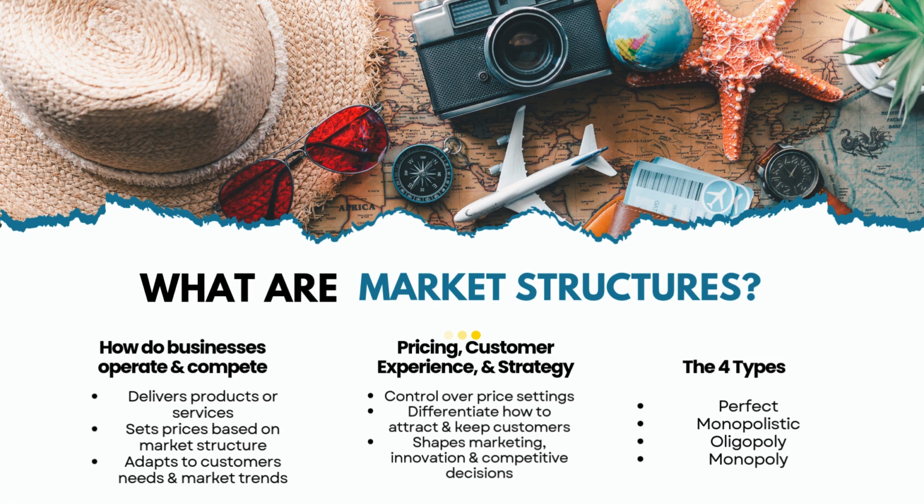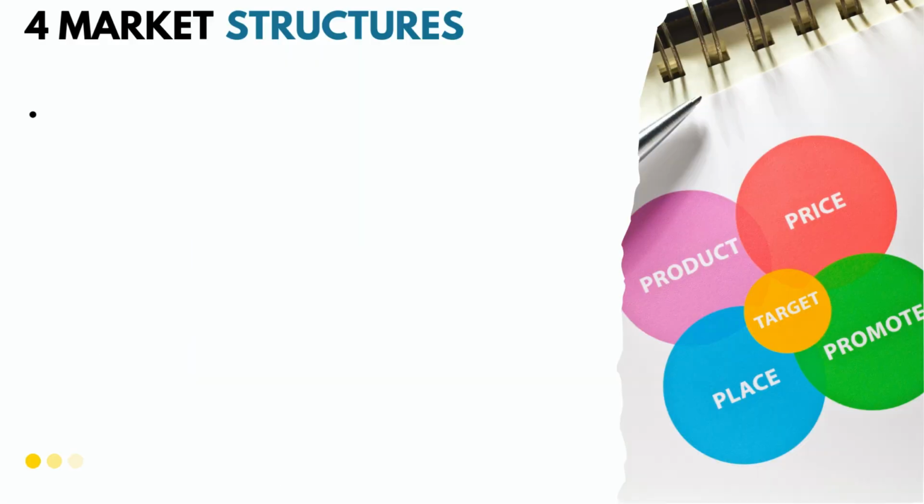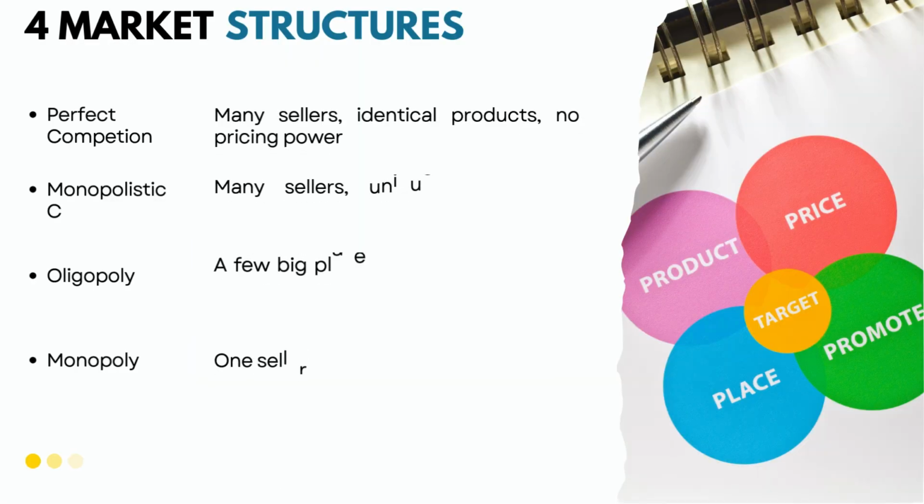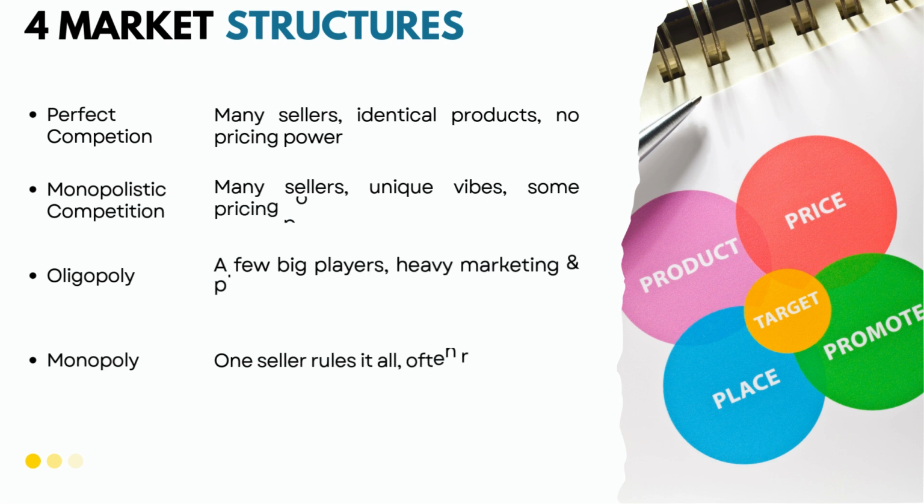There are four types of market structures: perfect competition, monopolistic competition, oligopoly, and monopoly. So let's find out what these are. This is a quick comparison. Some structures are wide open for new players, while others are dominated by giants. The cruise industry is a great case study for oligopoly. I'll talk about that when we get there.